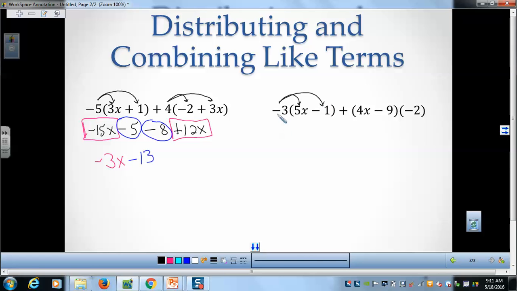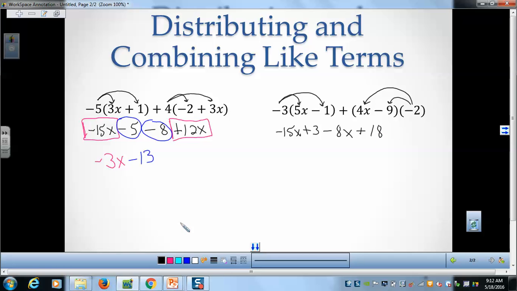So negative 3 times 5x is negative 15x. And then a negative times a negative would be a positive, and 3 times 1 is 3. Now notice on our second set of parentheses, once again, no like terms inside, but the one I'm distributing is behind it. So I still have to distribute just like so. Now a negative times a positive would be a negative, and then 2 times 4x would be 8x. A negative times a negative is a positive, and then 2 times 9 is 18.